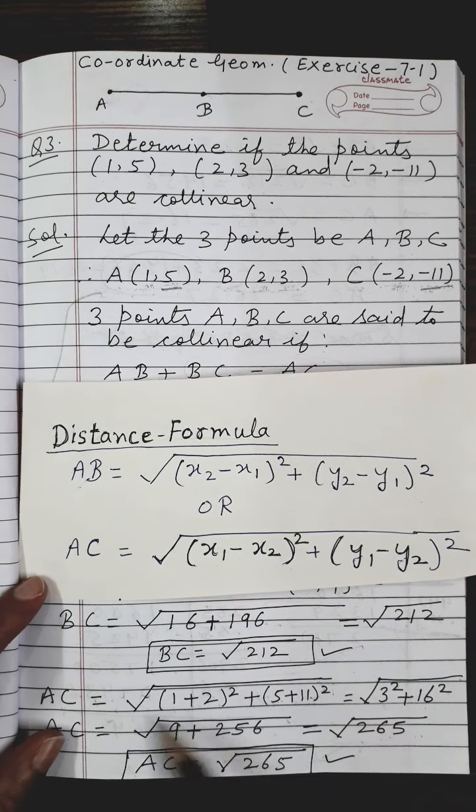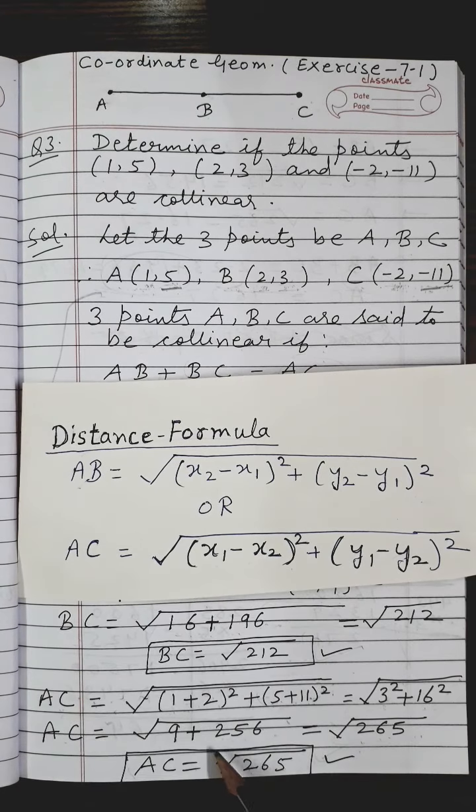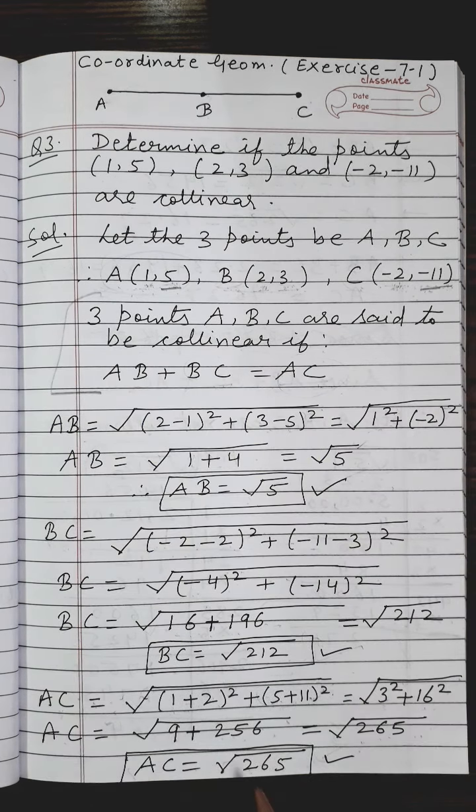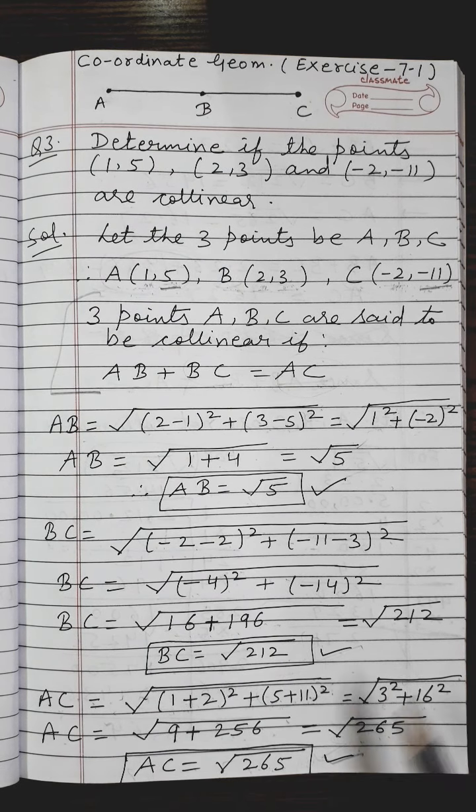Now next you have to simply add them and square them. So in the next step you will get 3 square, and this will become 16 square, under the square root. So 3 square gives you 9, 16 square gives you 256. Add these two, you will get root 265. So finally the AC distance comes out to be square root of 265. So this is the third distance. Keep it in the block. So these are the three distances which you have found out.